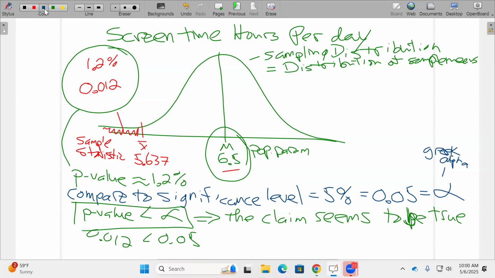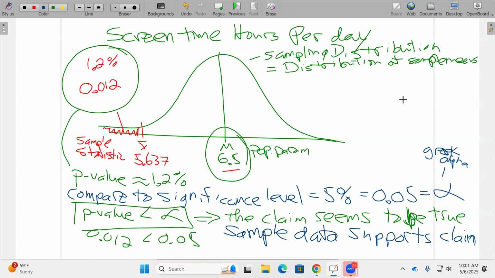So what we typically say instead of the claim seems to be true is that the sample data supports the claim. What we need to get used to here is, one, the mechanics of using StatKey to run a hypothesis test, and two, explaining what the results of the hypothesis test mean. So I'm going to go into some details about that next, and then we'll do a couple of other versions.